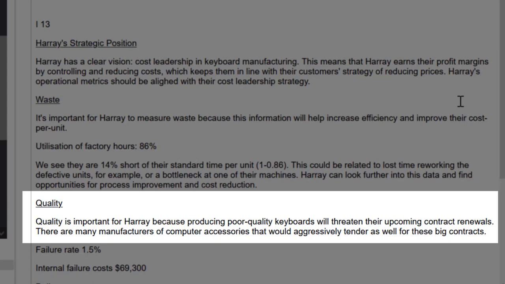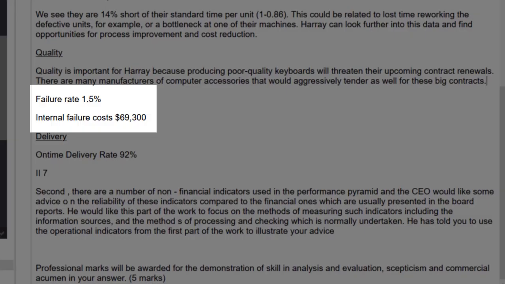Quality is important for Harray because producing poor quality keyboards will threaten their upcoming contract renewals. There are many manufacturers of computer accessories that would aggressively tender as well for these big contracts. Again, I'm trying to provide helpful advice to the CEO of the company, and all of my ideas are framed in the context of the Harray Keyboard Company. These ideas about the contract renewals came from Exhibit 1, so I'm trying to demonstrate business acumen as well, making sure my examples are linked to the scenario.